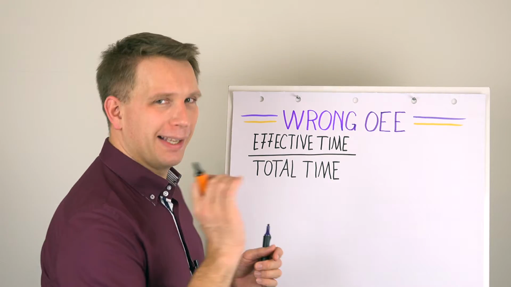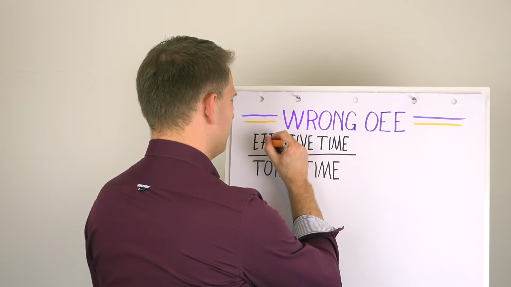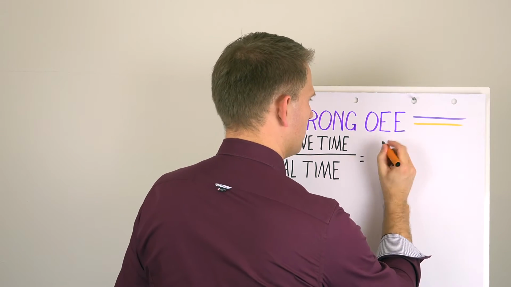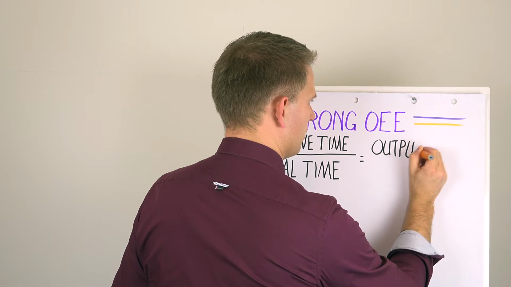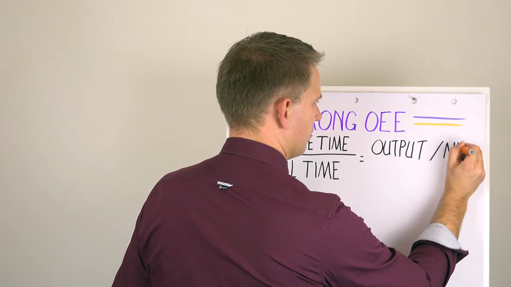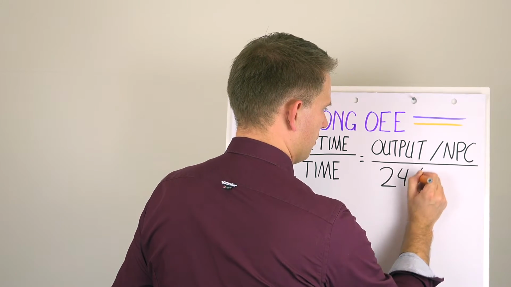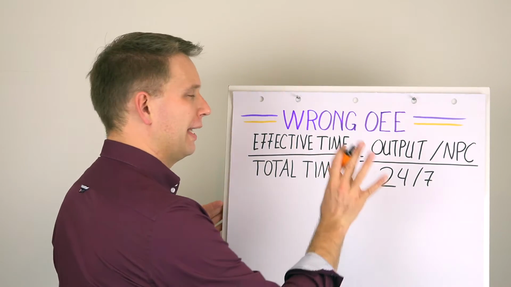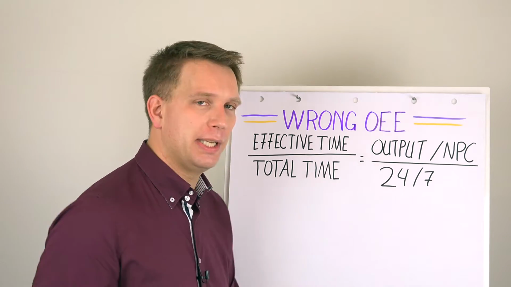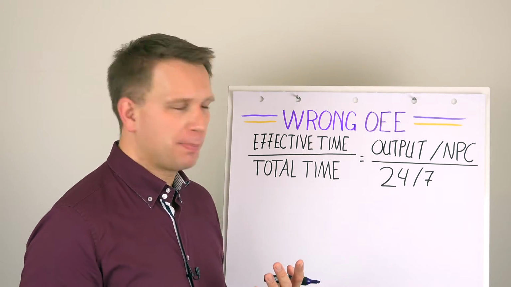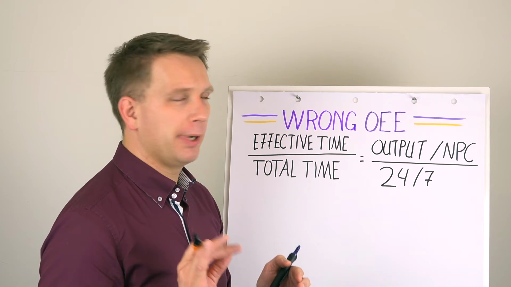But first, let me also put that onto the board so that we can use it for reference. So this is what it should be. Output divided by nameplate capacity, which is, let's say, the theoretical max speed. There are some ways to calculate it, discuss it. It is a political number.